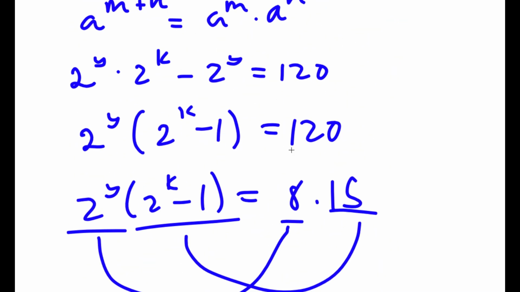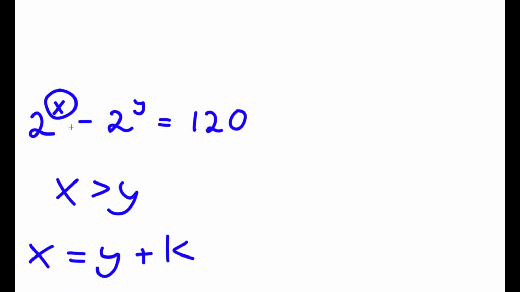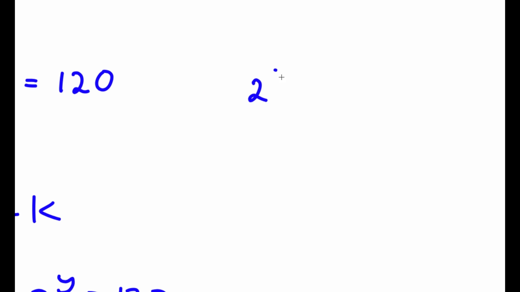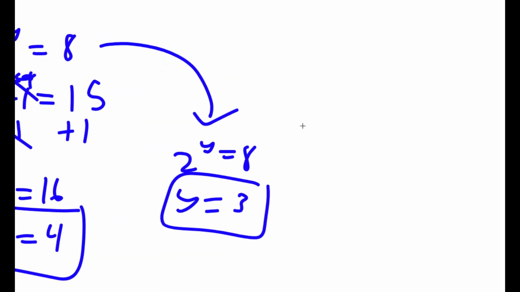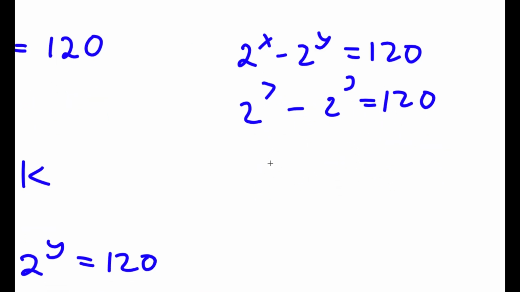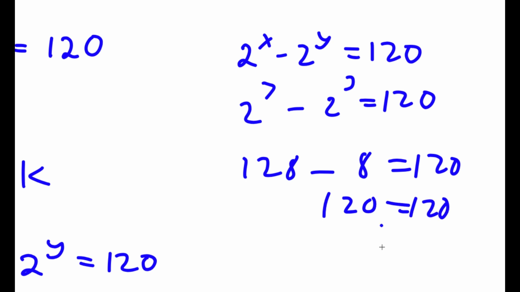So now to check, my original equation was 2 to the power of x minus 2 to the power of y equals 120. So we know that x is 7 and y is 3. 2 to the power of 7 is 128, minus 2 to the power of 3 is 8. So I get 120 is equal to 120.